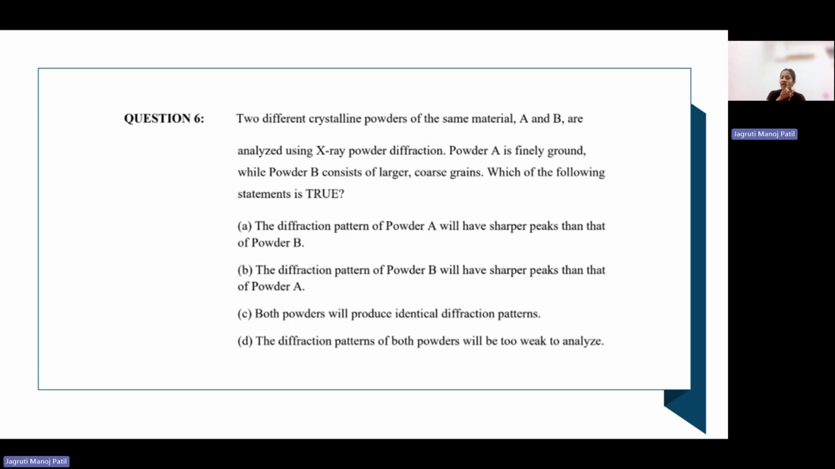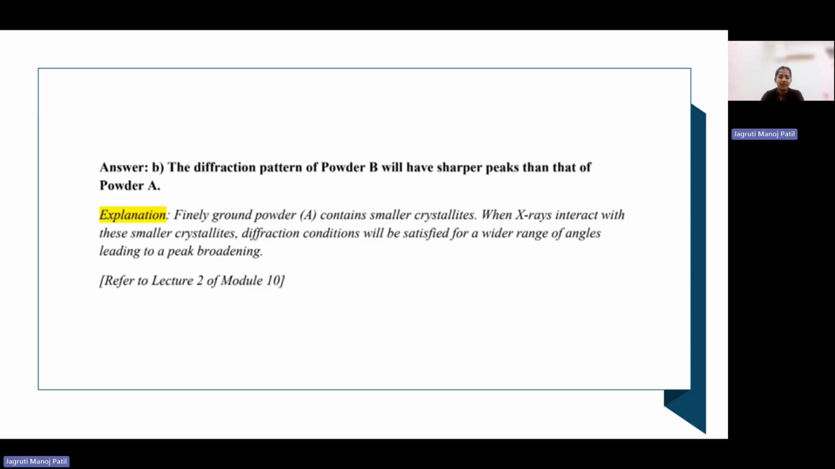The options: the diffraction pattern of A will have a sharper peak than that of B; B will have sharper peaks; both will produce identical patterns; both will be weak. Okay. So you have finely ground powder, so you don't have any inhomogeneities there, but you have a larger, coarser grain, and you want diffraction to be produced there. I guess B would be having, yes.